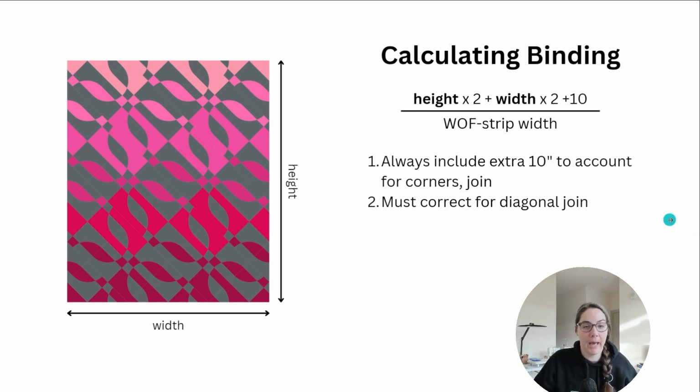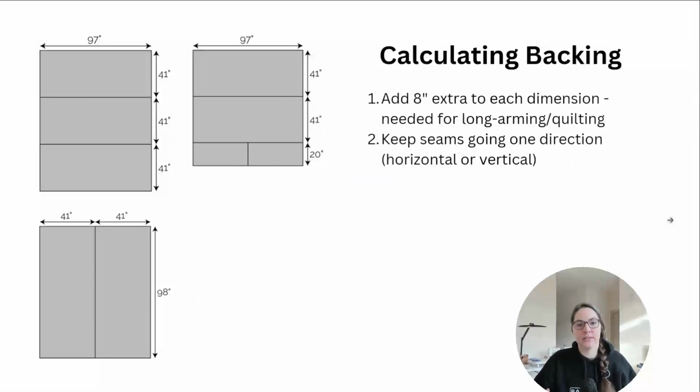Let's talk backing calculations. Now, there's more ways that you can do this. I'm going to talk through what I consider best practices and why I consider those best practices. So the first thing is that you need to add an extra 8 inches to each dimension in order to account that you need a little bit of extra fabric for long arming, for basting that quilt.